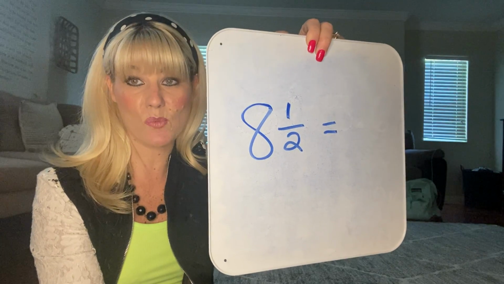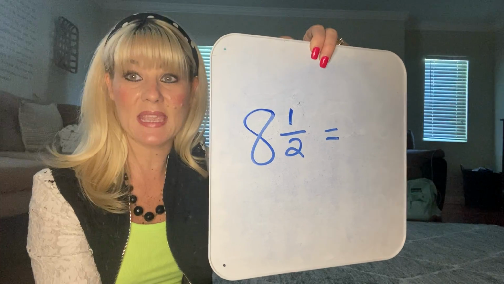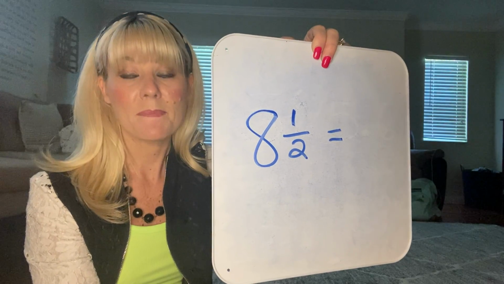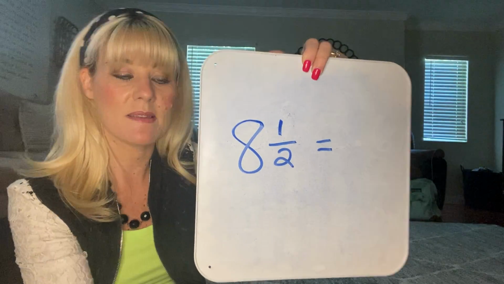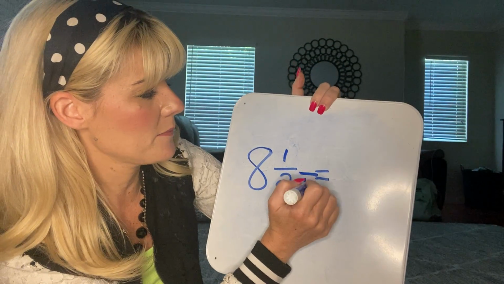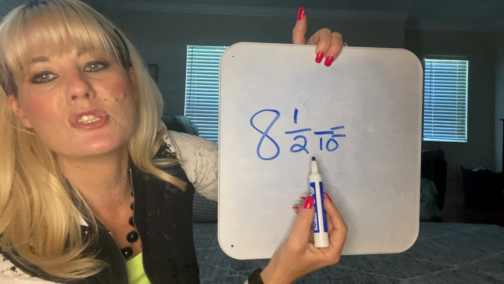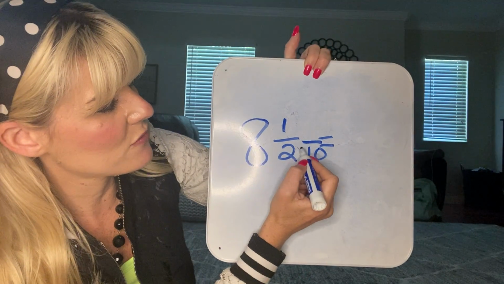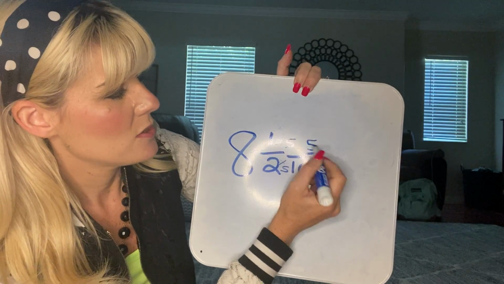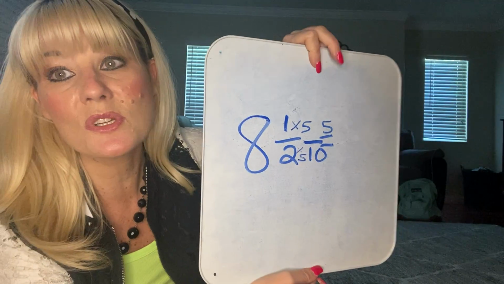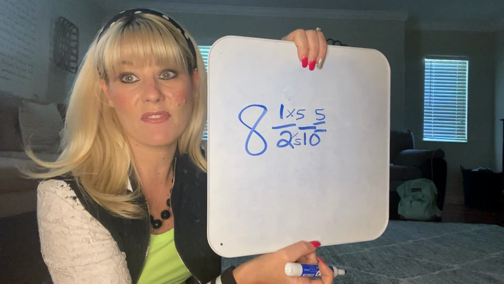There's no thousands. What are we going to do? You're going to have to make it either tenths, hundreds, or thousands. And in this case, you can multiply something by 2 to equal tenths. So we're going to put a 10 here. And we're going to say, what times 2 equals 10? Well, it's 5. So if you do that on the bottom, you have to do that on the top. So 8 1/2 equals the same thing as 8 5/10.